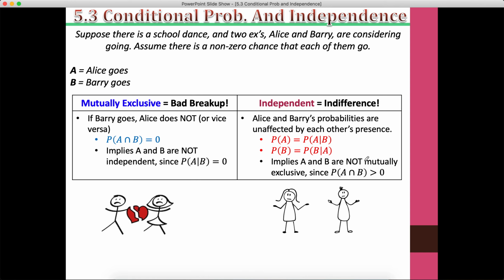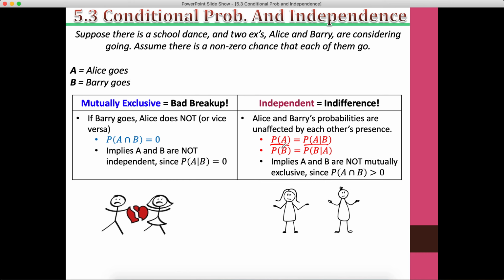Independence, on the other hand, is like a pretty decent breakup. They're just like, whatever. Maybe they're not the best of friends. You could insert whatever teen drama you want here to make this make sense. But imagine that Alice is sitting at her house considering whether or not she wants to go, and then her friend, like Gabby or whatever, calls her and is like, hey, I just heard that Barry's going to be there. What do you think? So whatever chance she had of going in the first place, she learns that Barry's going to go, and she's like, whatever. That doesn't make her any more or less likely to go because she's over it, and the events are independent, which is to say Barry going is not going to influence the probability of Alice going, and also vice versa.